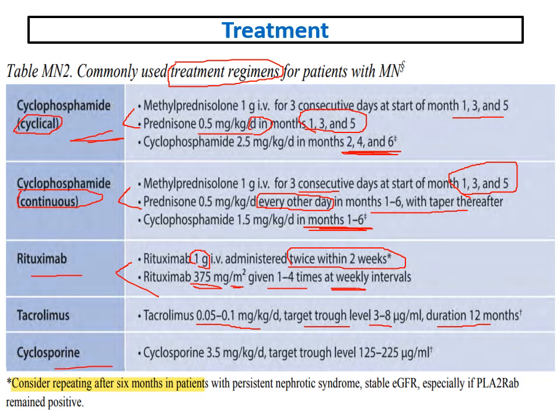Cyclosporin, usually in a dose of 3.5 milligram per kg per day in 2 divided doses, with a target trough level of 125 to 225 microgram per milliliter. These are the different regimens for treatment of membranous.